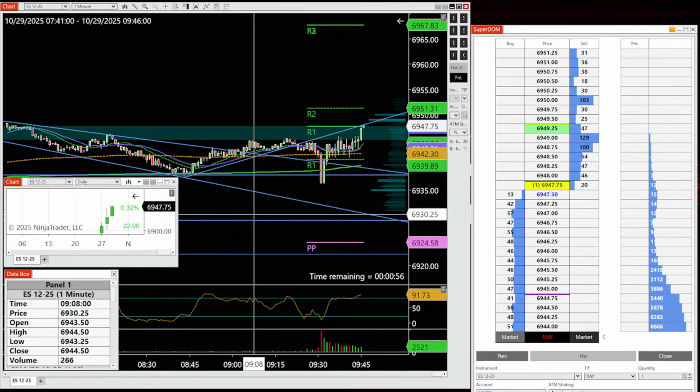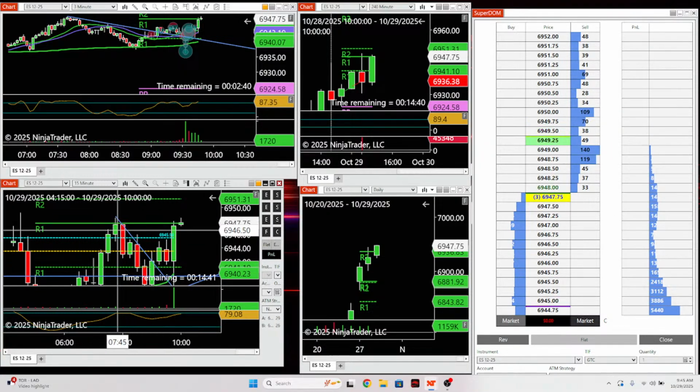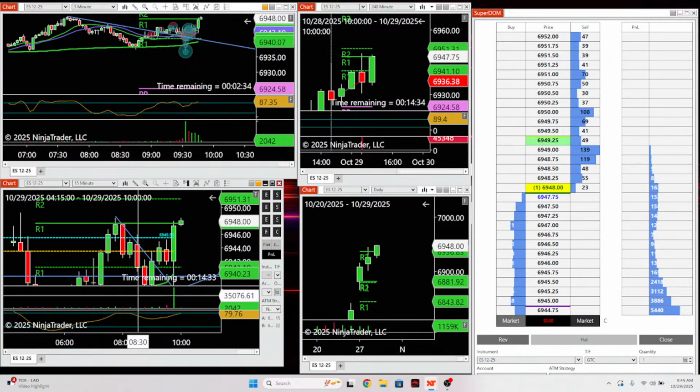Okay, testing the 50. The next 15-minute bar just opened up, so it may do a gap and go. May do a 1-2. But we're at the top here. The high is 48.50, so we've got to get past this.